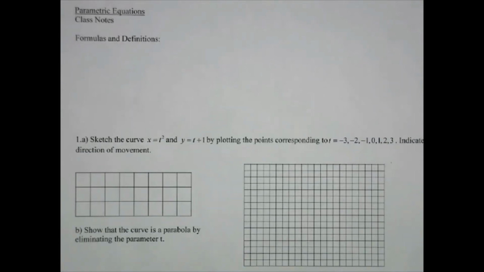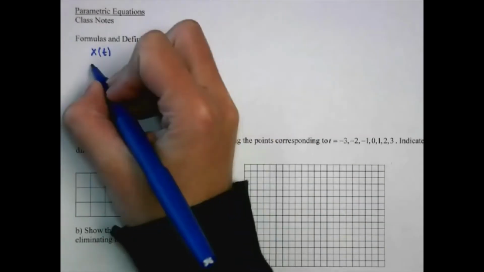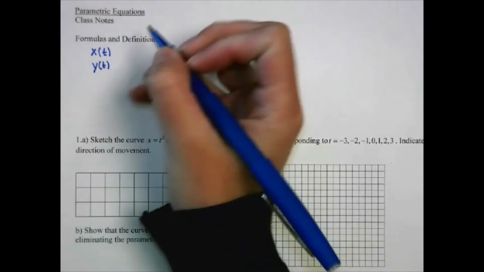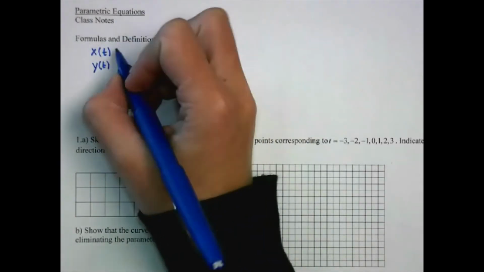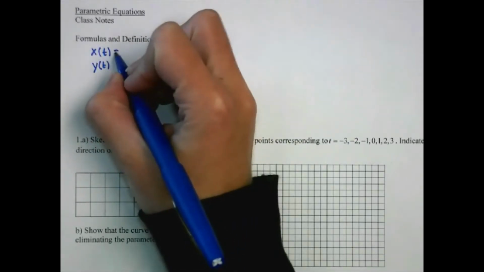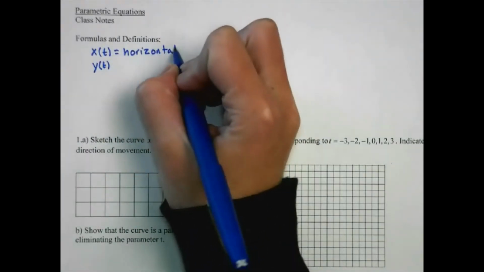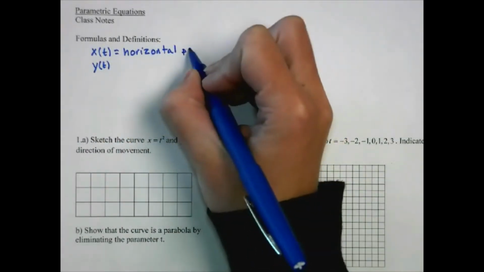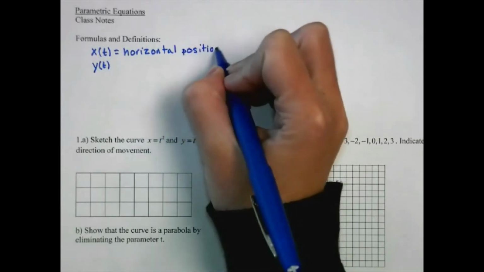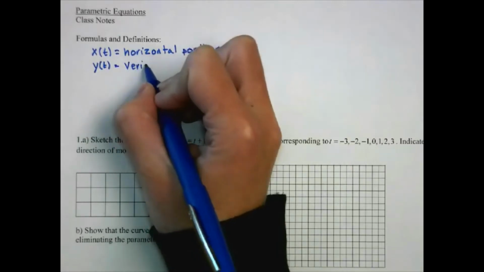Today we're going to be talking about parametric equations. So parametric equations give you an x position in terms of time and a y position in terms of time. So for defining it, typically you're going to have an x equation, which is equal to your horizontal position. And you're going to have a y equation, which is going to give you your vertical position.